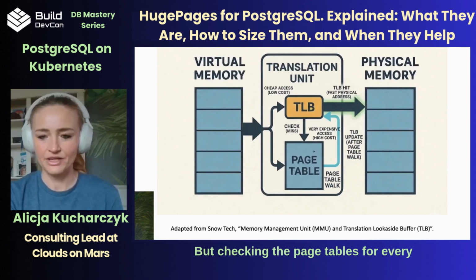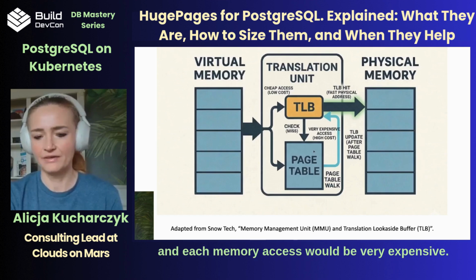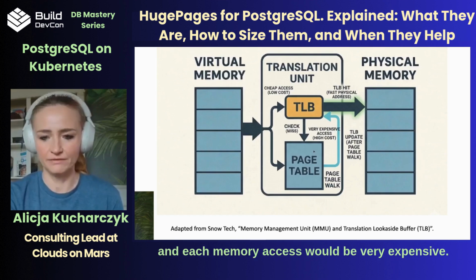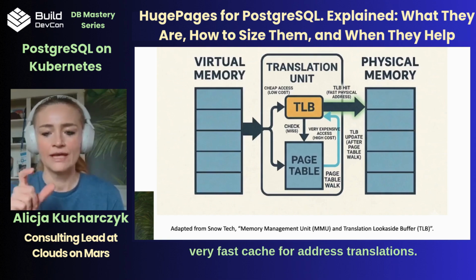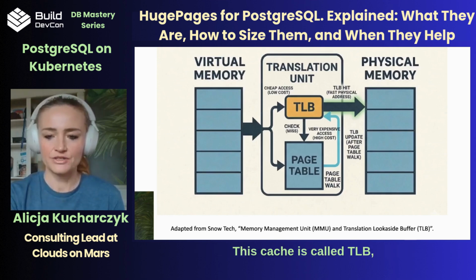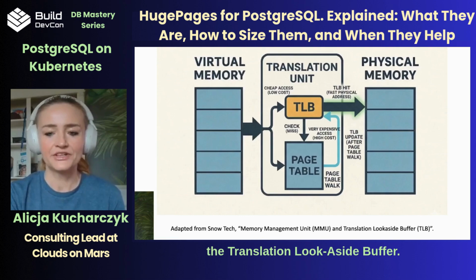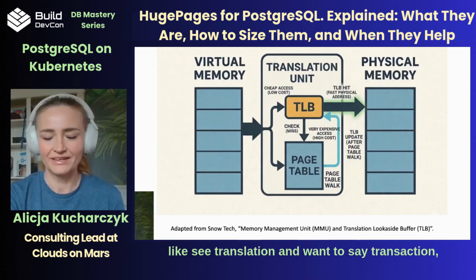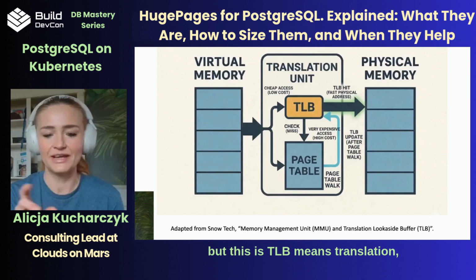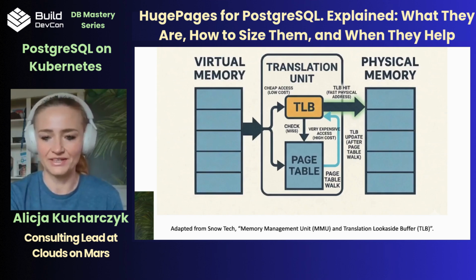But checking the page tables for each and every memory access would be very expensive. So the CPU has this small, very fast cache for address translations. This cache is called TLB, the translation lookaside buffer. I know that many of you who come from database systems see "translation" and want to say "transaction", but this is TLB, meaning translation lookaside buffer, not transaction.